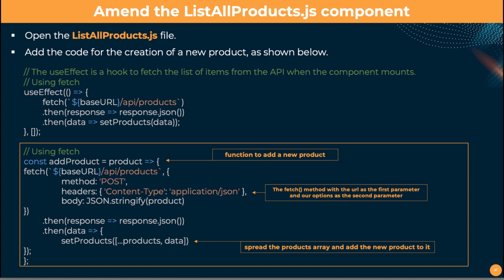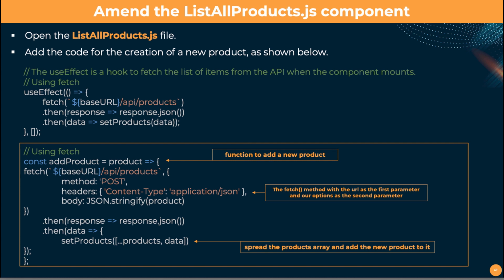So the code then will still be within the list of all products.js file. And we just add it again, just under the use effect. Doesn't really matter where it goes as long as it goes before the return. So what this is doing is using the same thing. It's a const add product. It takes in a product. And remember what a product was when we designed our model. It had all the information about the ID, the name, the description, the price and the stock.